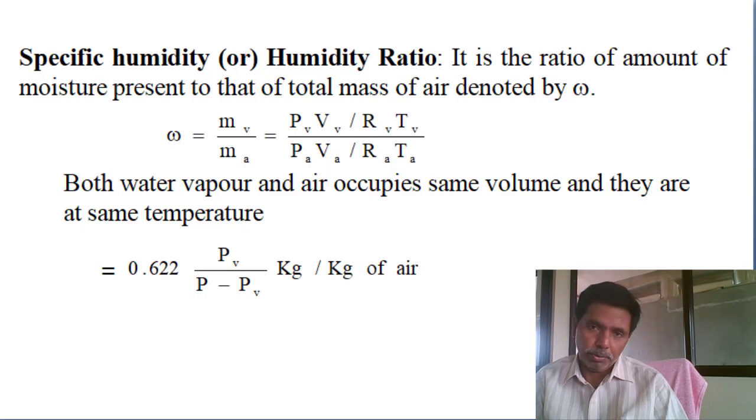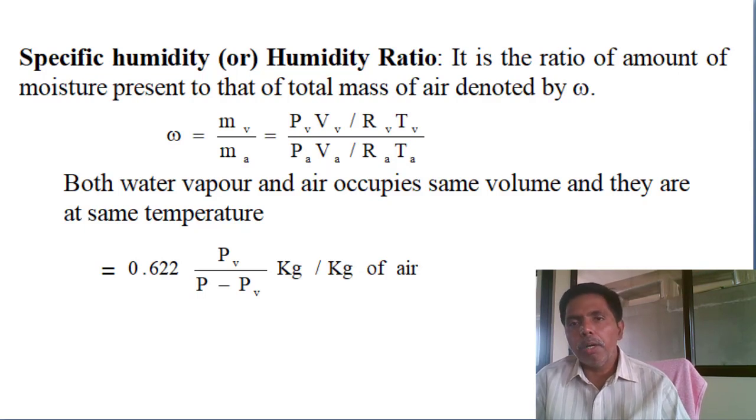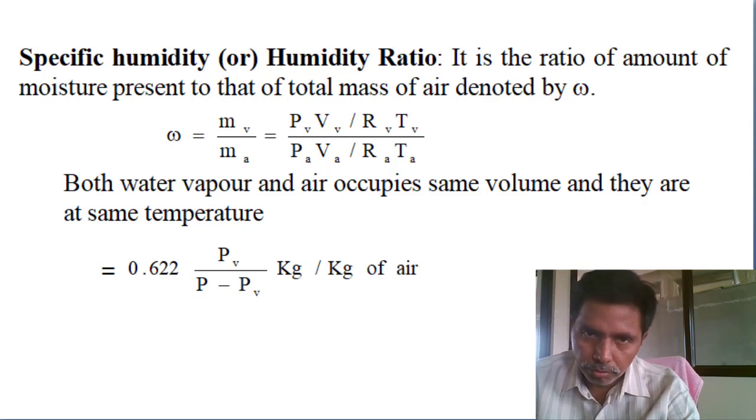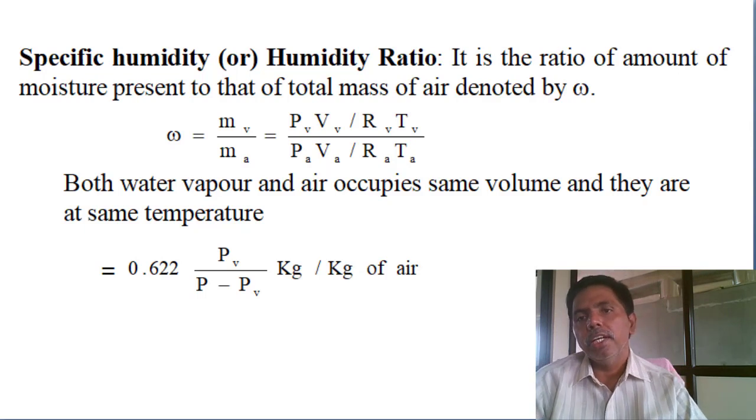But that is not happening. 0.03, this is the maximum. Normally the range is 0.0102 to 0.020. This is a common range of specific humidity in the air.